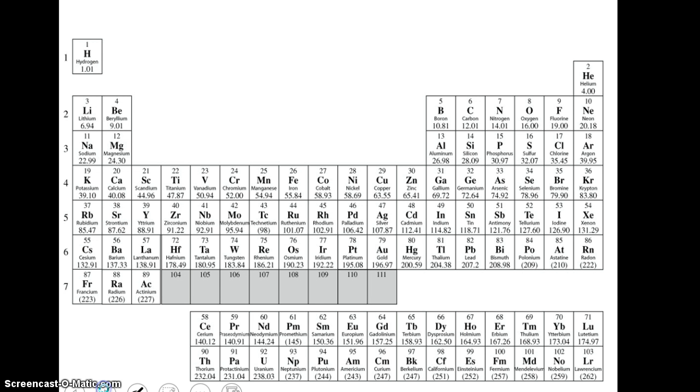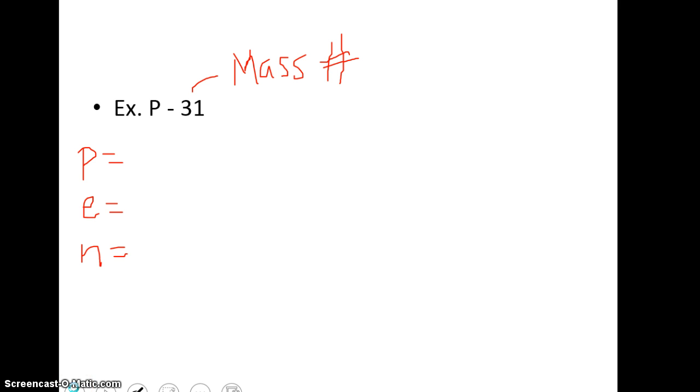Looking at the periodic table, you'll want to find phosphorus, which is right here. And you want to look at the atomic number, which is 15. So that will tell you your protons and your electrons. To find the neutrons, you want to take the mass number, 31, minus your 15 protons to get 16.